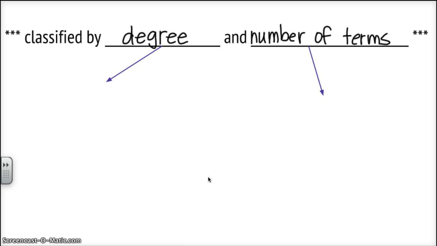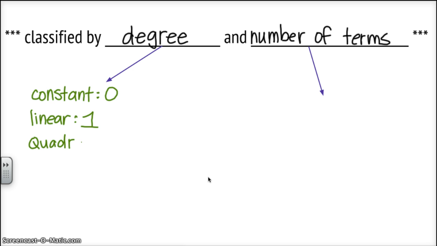Okay? So when we say degree, there are specific words we use depending on what the degree is. If we have a constant polynomial, that means our degree is 0. If it is a linear polynomial, our degree is 1. Write a line, y equals x. X has a degree of 1 because it has an exponent of 1. Quadratic. Starting to have some very familiar words here. Quadratic has a degree of 2.